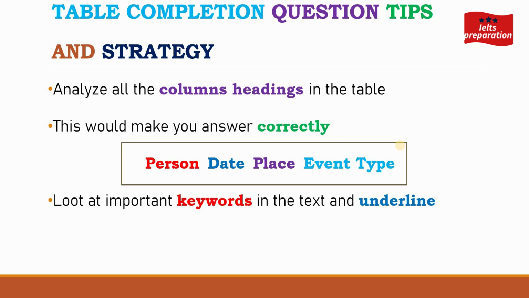The important point is to analyze all the column headings in the table. This in turn will make you answer correctly. For example, I have taken random table headings: person, date, place, and event type. These are the headings in the table. You have to analyze them and see what each is: a person, a date, a place, and an event type. So you will get a general idea of what to put in your answers.